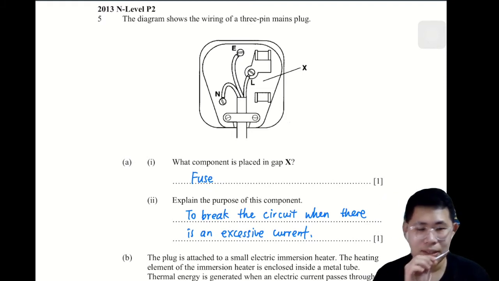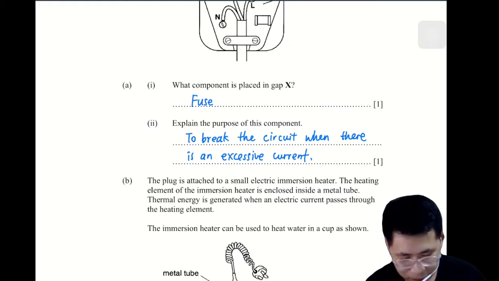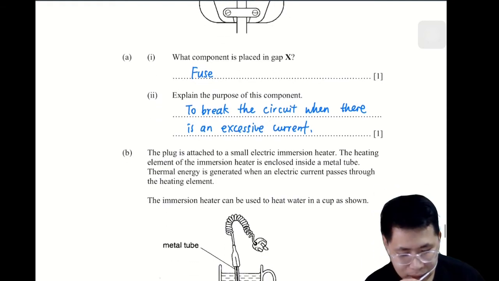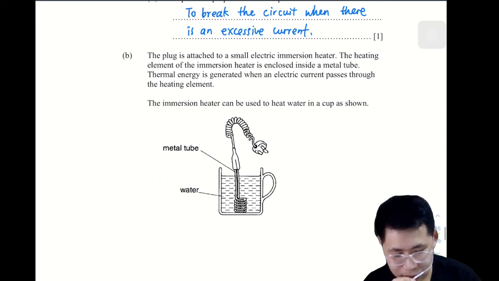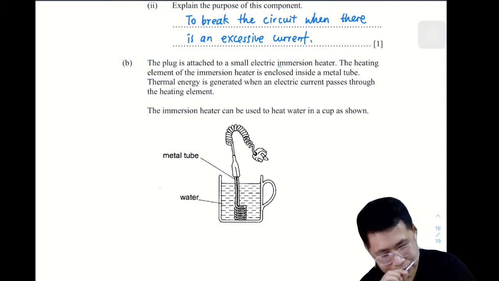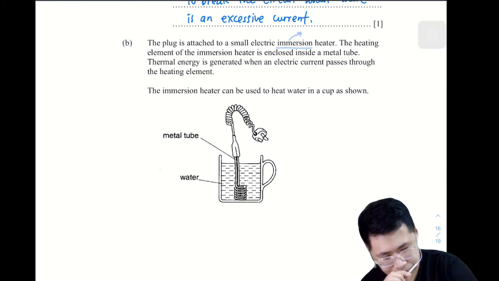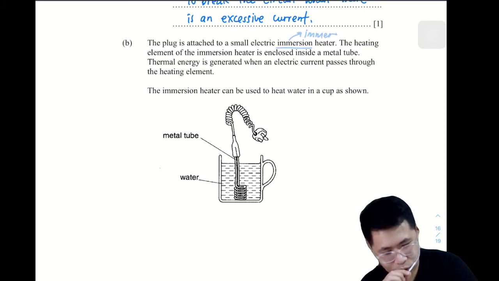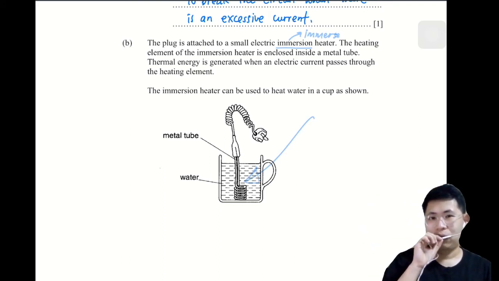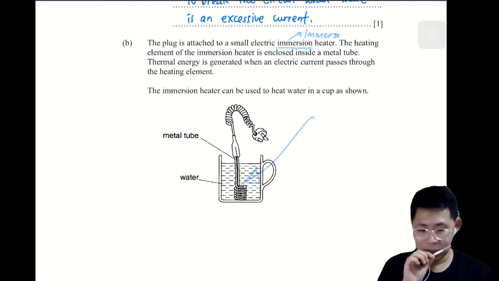Okay, let's look at this then. For part B, the plug is attached to a small electric immersion heater. So what does immersion mean? Immersion comes from the English word immerse, meaning to soak. So imagine this heater, you soak it into the water and it will heat up the liquid there. This is what we call an immersion heater.